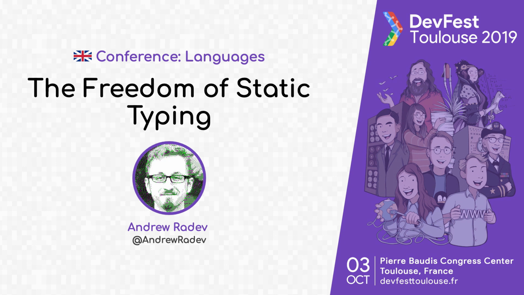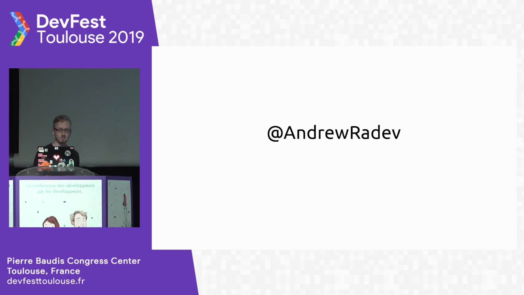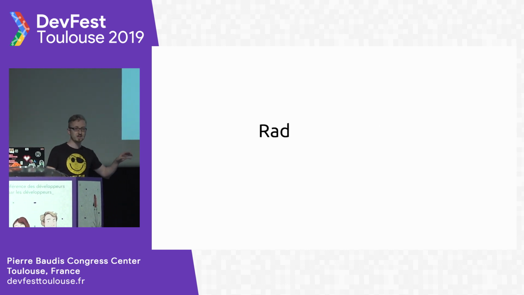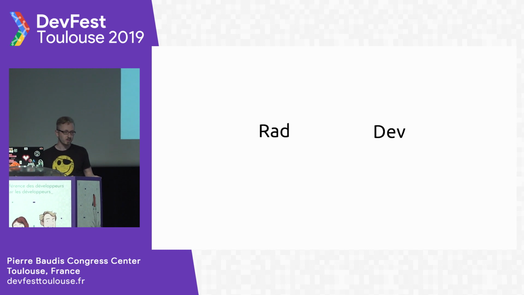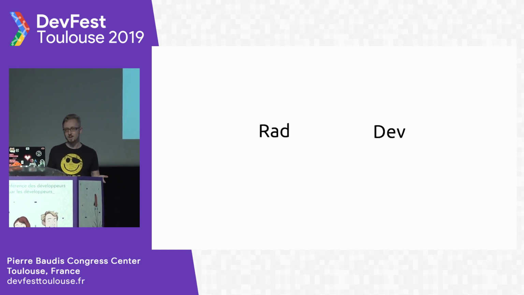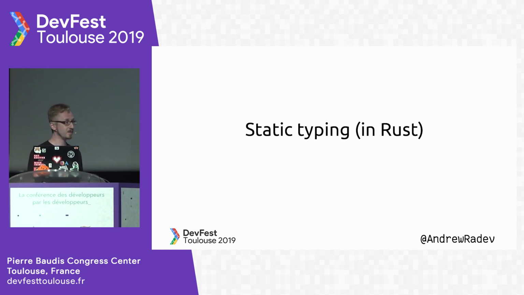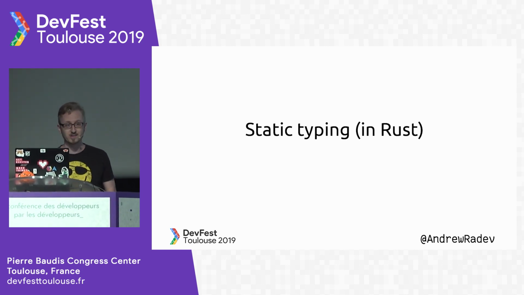OK. So hi, my name is Andrew. If you have problems with the last name, Radev, just remember it starts with rad and it ends in dev. And a radical developer is basically what I am. And I am going to talk about something radical today, static typing, and particularly in Rust.